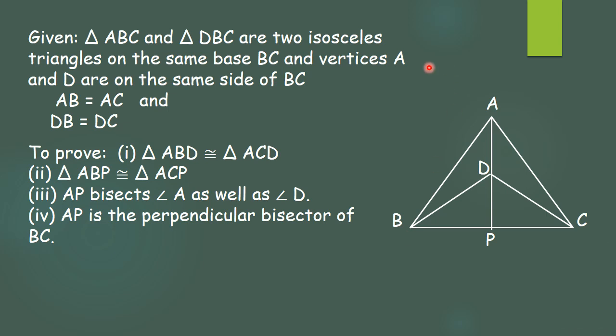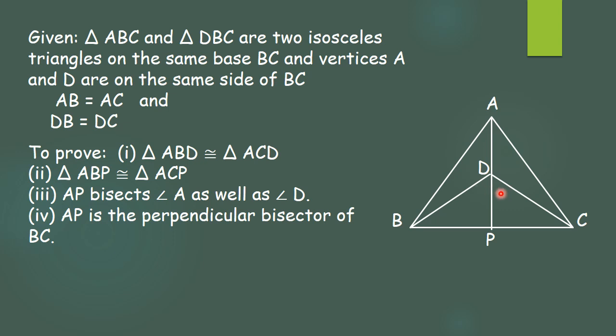To prove, they have given four results, so we'll write all four results. The first two results are directly about congruent triangles. Now, AP bisects angle A as well as angle D. So AP bisects angle A. What is meant by bisect? Dividing the angle into two equal halves is called an angle bisector. So we have to prove that AP divides the total angle A into two equal halves, as well as DP also divides angle D into two equal halves.